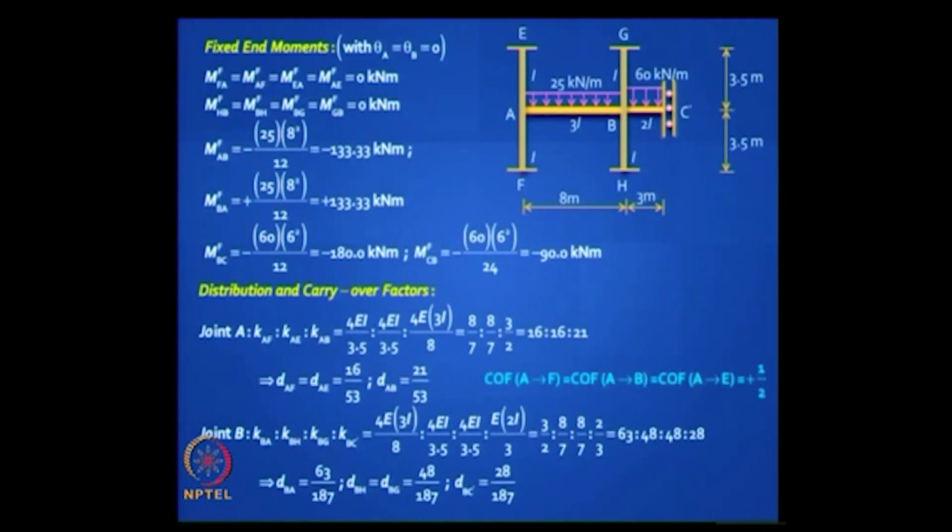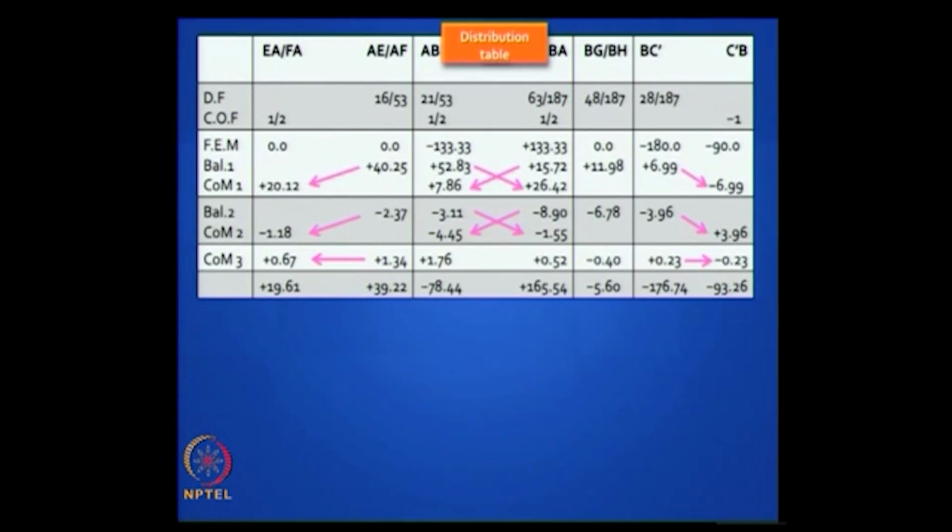You make your table, carryover factors. From B to A and A to B it is plus half, and from B to C dash it is minus 1. Clear? Make your table. So let's not do this, let us just see how it is done. It is exactly the same way. You have to arrange your table in such a manner that you can fit in most of the quantities. Nobody does this anymore, so it is a little more of historical importance, but I just wanted you to know that this is how it can be done.